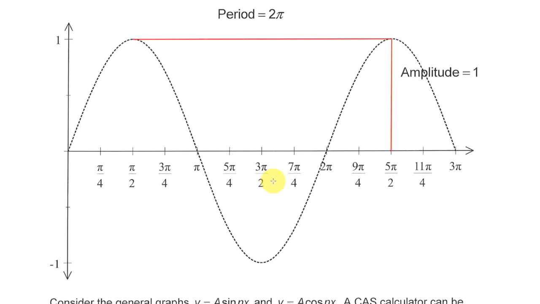So this summarizes everything for us. Our amplitude, so it's from the median to the peak, 1. How long does it take for the graph to begin to repeat itself? And you can see there it's 2 pi.